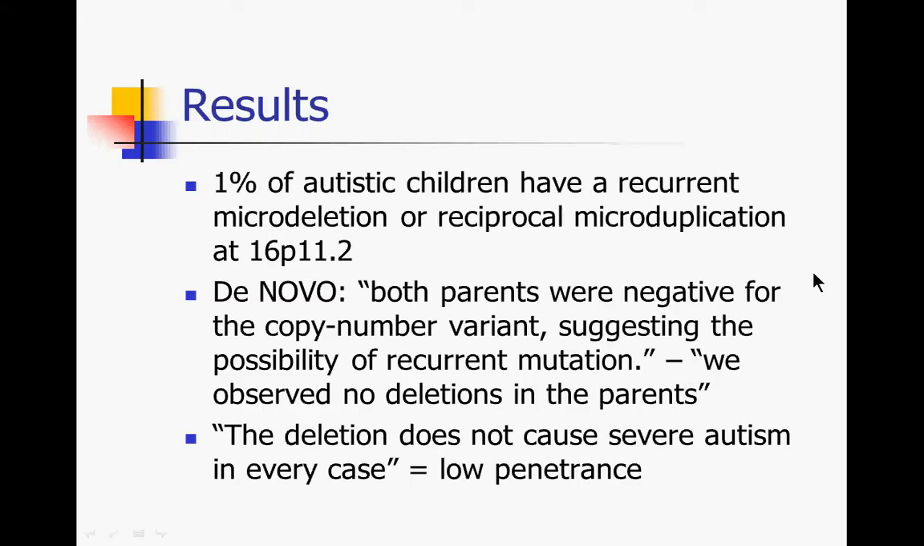So here's directly from the study. It showed that 1% of autistic children have a recurrent microdeletion or reciprocal microduplication at this region. Now, 1%, wow, that's not very big, right? We have 99% of autistic children not having this gene. But wait, the news was all over saying this is the autism gene. We found it. We know what it is. But yet only 1% carries this gene.